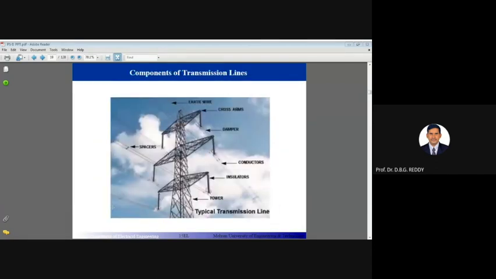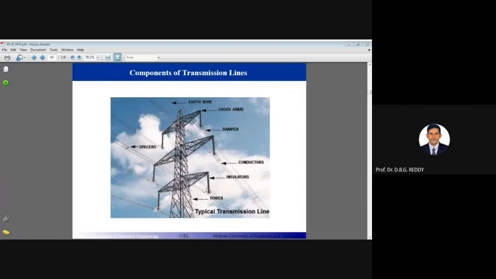Now we are seeing the original picture of our power system, the components of a transmission line. This is the main one. You observe many names here. You can see the typical transmission line structure: cross arm, insulator, conductors, dampers, trusses, earth wire, spacer. This is the original structure of the HVDC tower. Now you can see the various components.